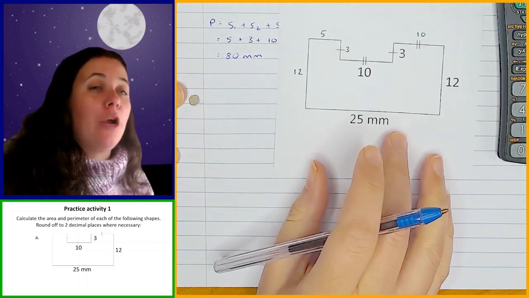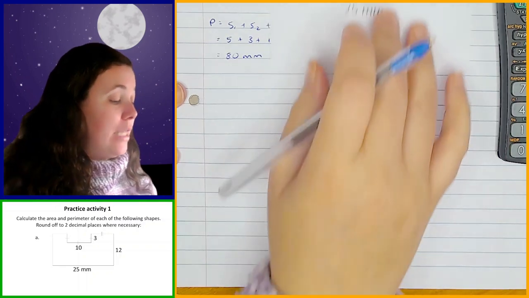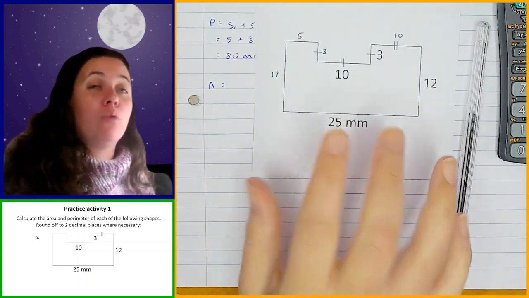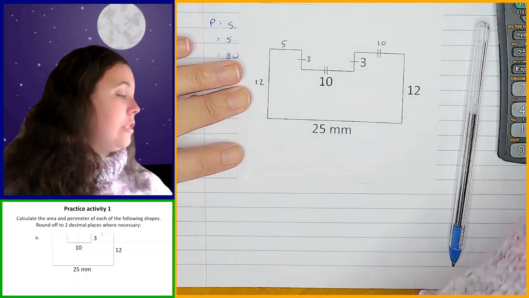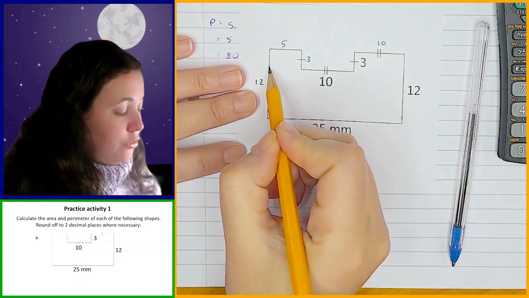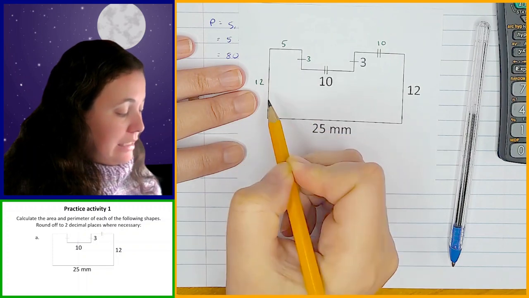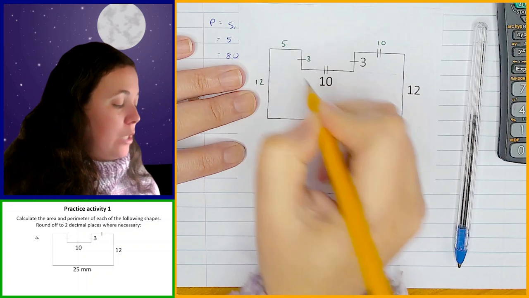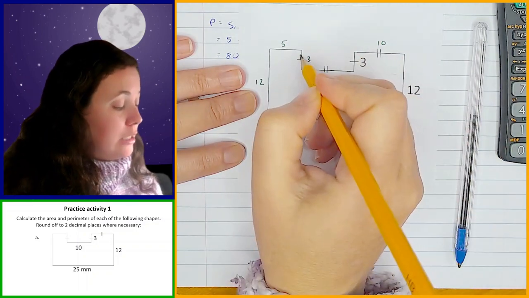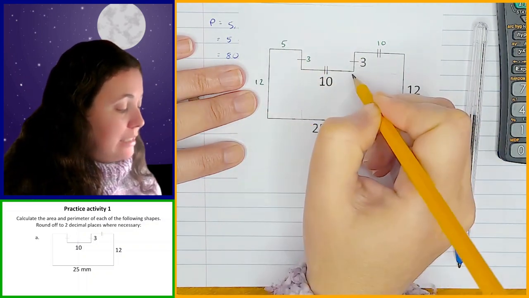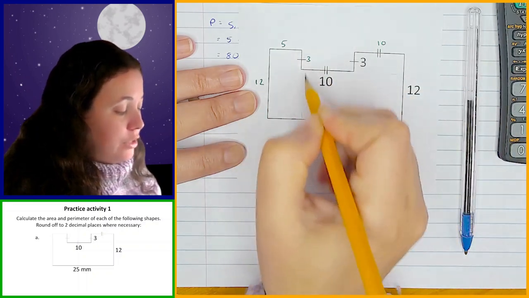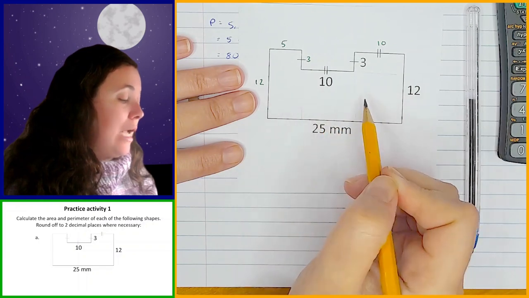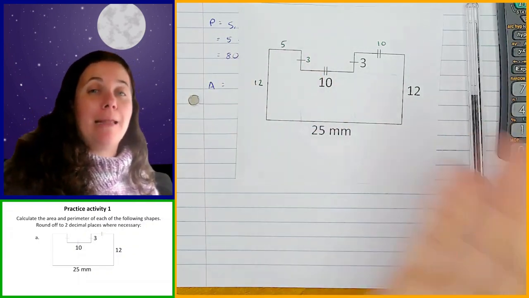Okay, now the area. Now there are two ways of doing the area, but there is one way in this example that makes a little bit more sense to do. I can either divide it up into three shapes by cutting that and cutting that, and then working out that one and that one and that one, or I could divide it into shapes by doing that and cutting and working out this one and this one and this one. But either of those methods require working out three areas and adding them together.